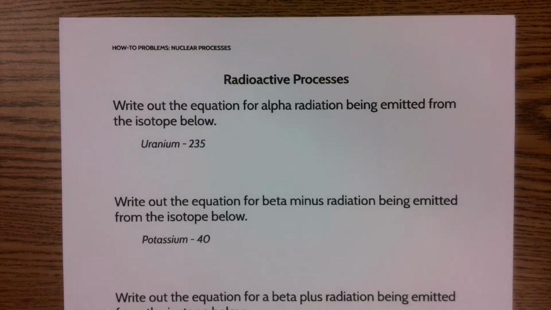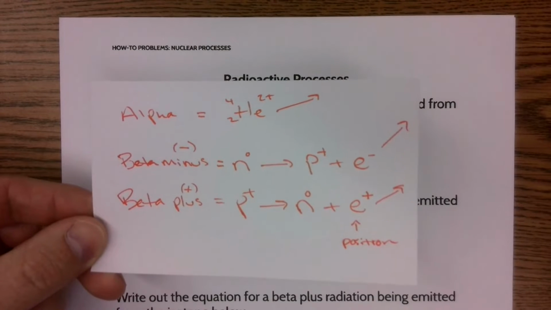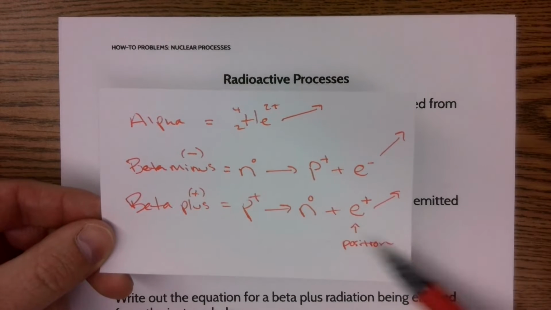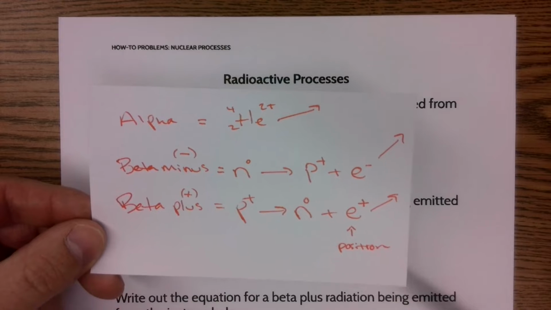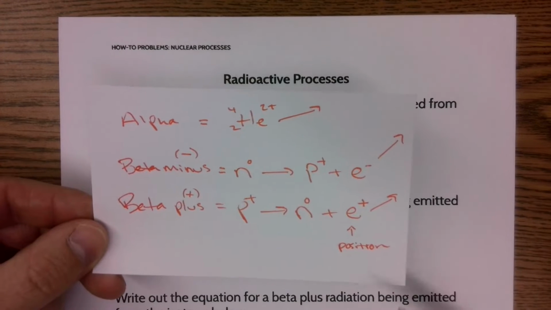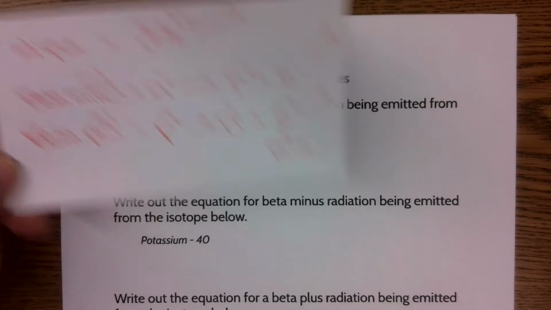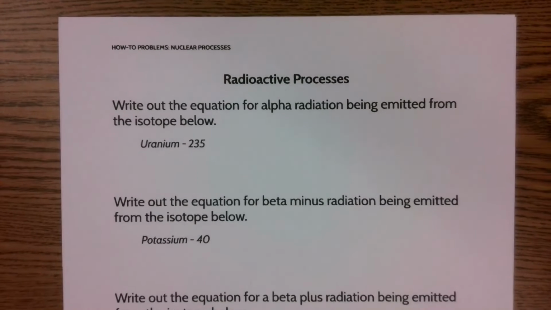Today, we're going to be solving how-to problems with radioactive processes. In the previous video, we had more of an informative video about alpha and the two types of beta particles that are being released. So please make sure this card is in your notes and refer to it as we solve these problems, because it will help you picture what's going on. All right, let's get started.